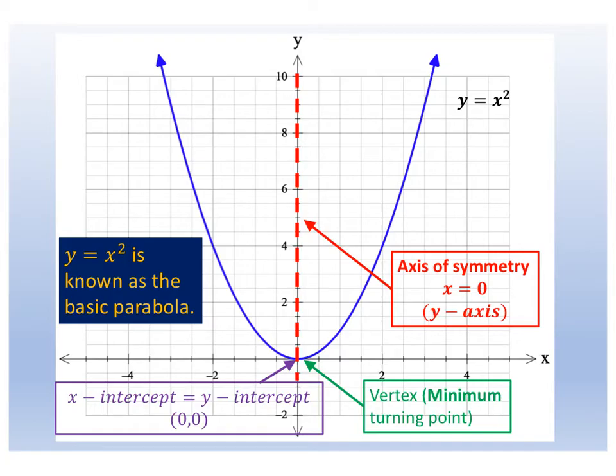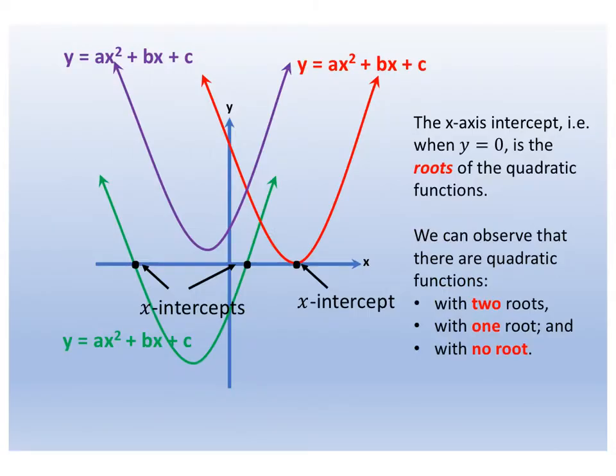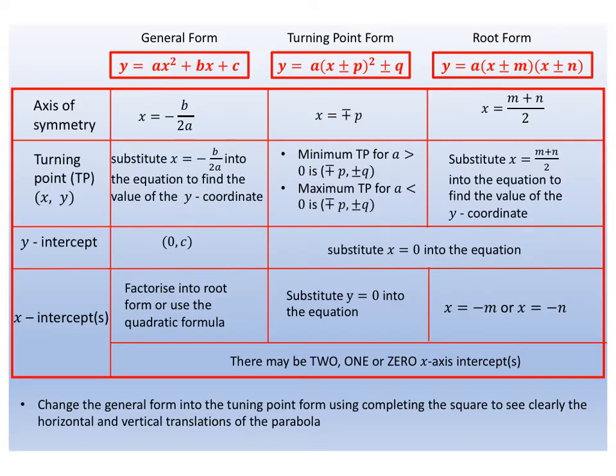Alright? So for y equals ax squared plus bx plus c, which is a general form of a parabola, you must remember there could potentially be one root, two roots, or no root at all. Alright? So the root is actually the x-intercept. Please remember that. Now, this is actually a summary of what you should have learned last semester, or last term actually. The general form, the turning point form, and the root form of a quadratic equation.